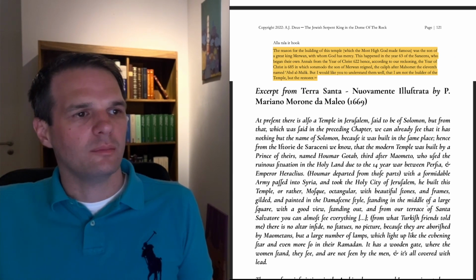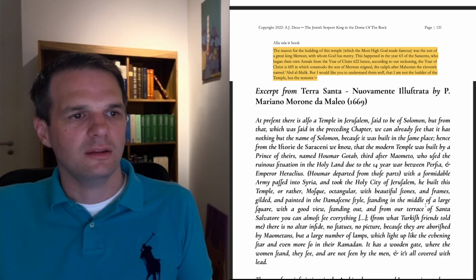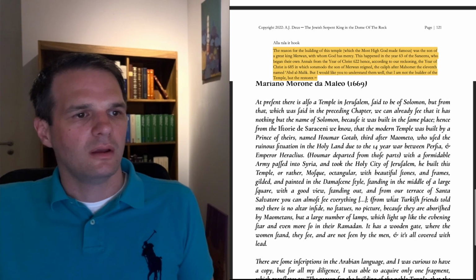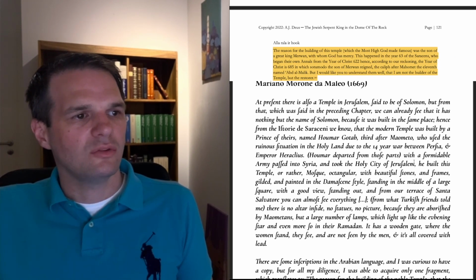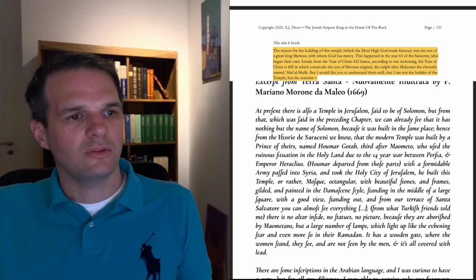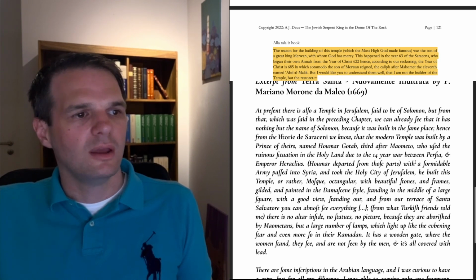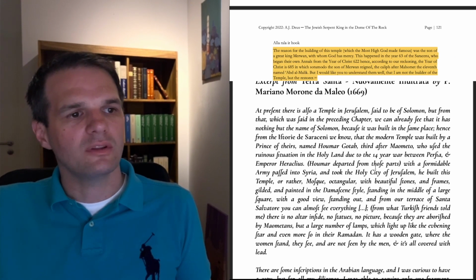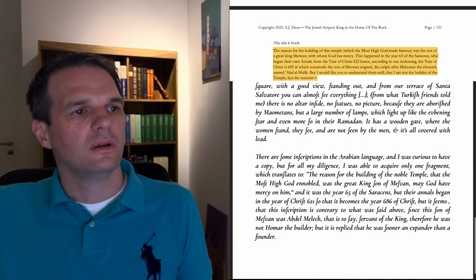He built this temple, or rather mosque, octangular, with beautiful stones and frames, gilded and painted in the Damascene style, standing in the middle of a large square, with a good view standing out, and from our terrace of Santa Salvatore you can almost see everything. Our Turkish friends told me, there is no altar inside, no statues, no picture, because they are abolished by Mahometans. But a large number of lamps which light up like the evening star, and even more so in their Ramadan. It has a wooden gate where the women stand, they see and are not seen by the men, and it's all covered with lead. Okay, so that's a description of the Dome of the Rock.